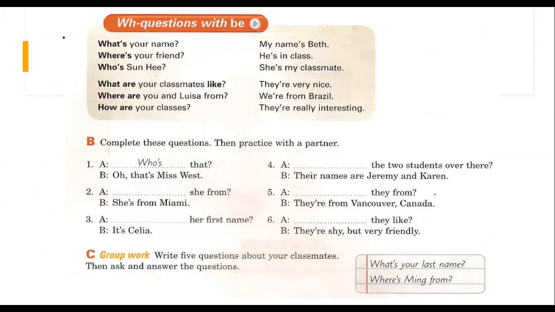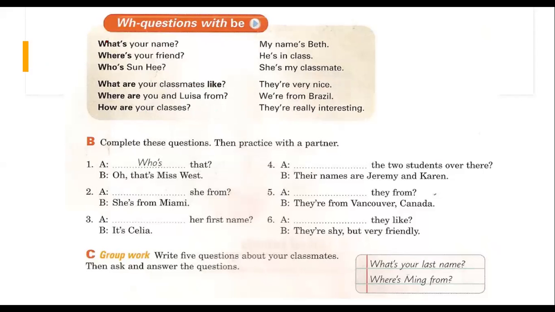For example, what's your name? My name is Beth. Where's your friend? He's in class. Who's she? She's my classmate. What are your classmates like? They're very nice. Like in this context means como. Preguntamos, como son. What's the weather like? It's windy. Where are you and Luisa from? We're from Brazil. How are your classes? They're really interesting. Like this English class, hopefully, right?